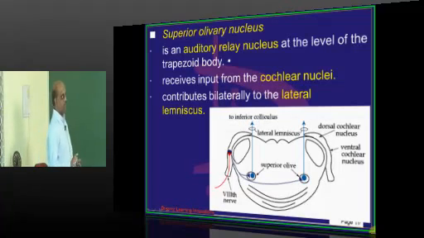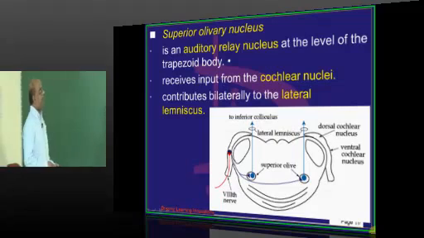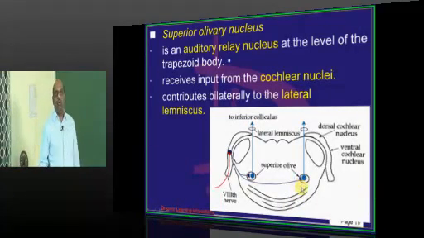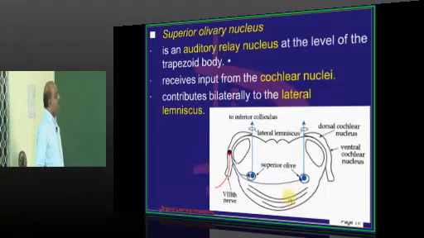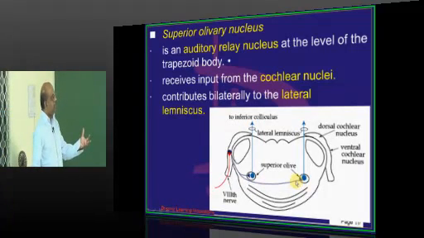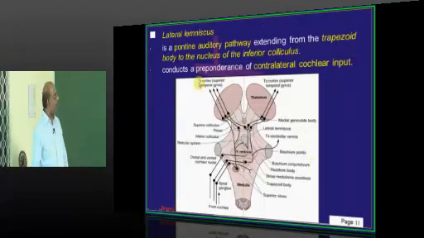What is superior olivary nucleus? It is associated with the auditory system. So typically it is the auditory relay nucleus which is there at the level of the trapezoid body sitting in the pons, and it receives the input from the cochlear nuclei, and it typically contributes bilaterally to the lateral lemnisci, ipsilateral and also contralateral.